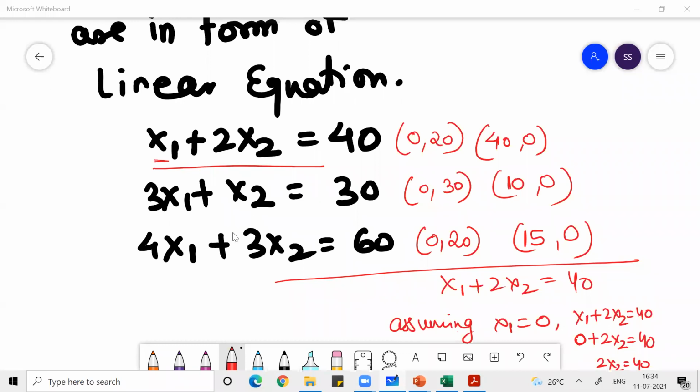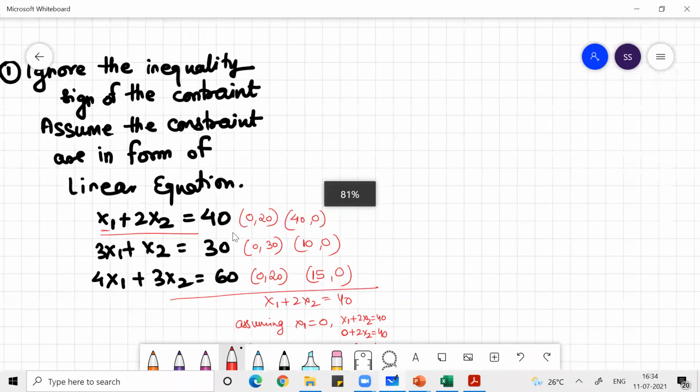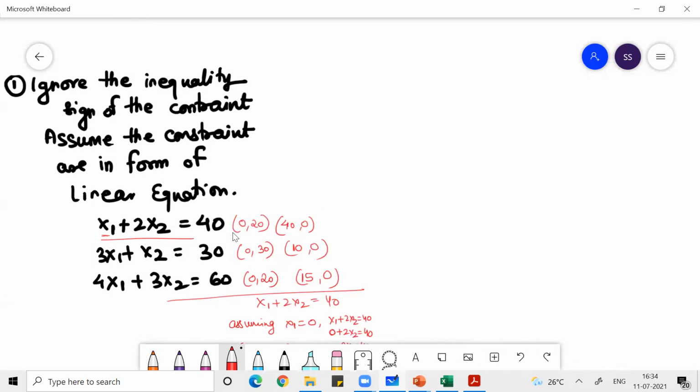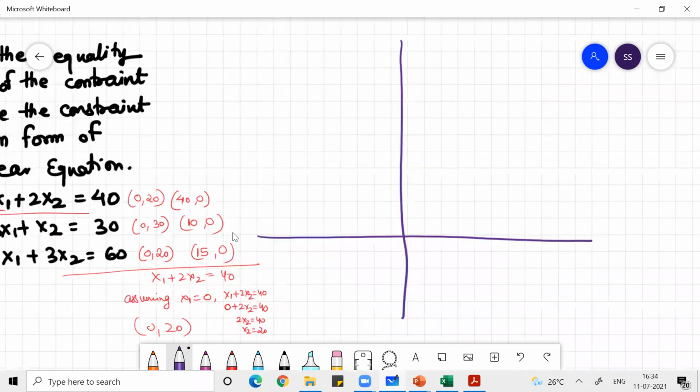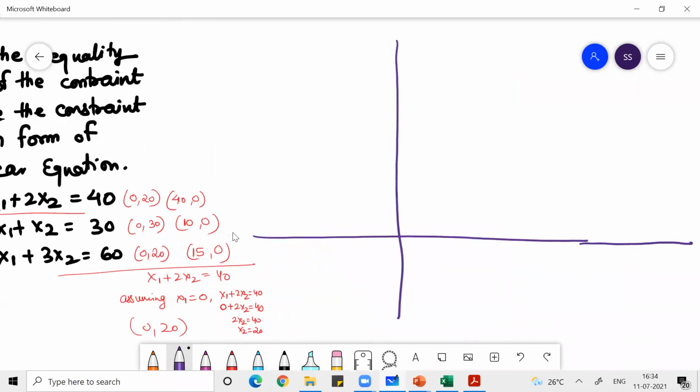You saw you have 3 constraints. Assuming each constraint in the form of a linear equation, I found their coordinates. Then what we'll do is draw the graph. If you draw the curve, in the exam use proper scale and draw it very properly. I'm doing rough work like this, so no need to follow this.